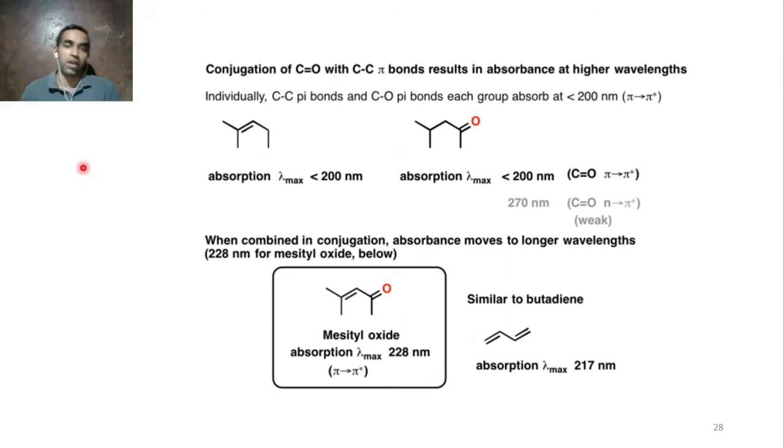Conjugation with C=O, carbonyl. One important example you can see, methyl vinyl ketone, which is similar to butadiene. So here you see the difference between this and this. There is only one double bond. Here there is only carbonyl. Then you see the absorption maximum lambda max is less than 200 nanometer. Here also less than 200 nanometer.